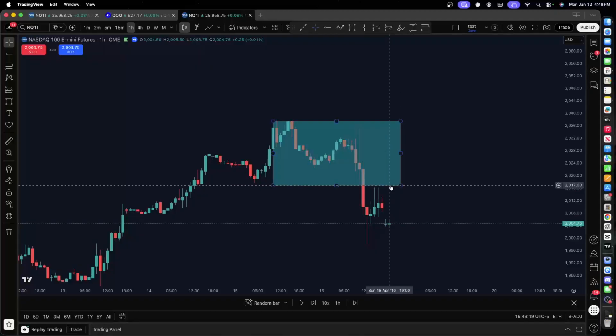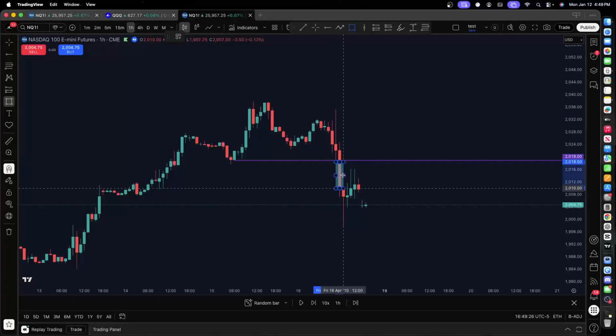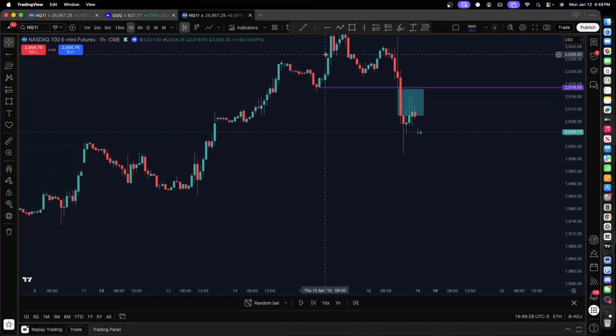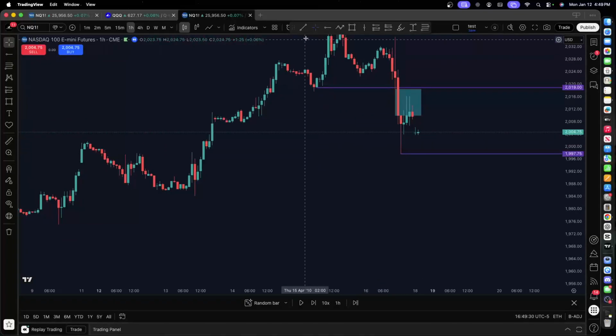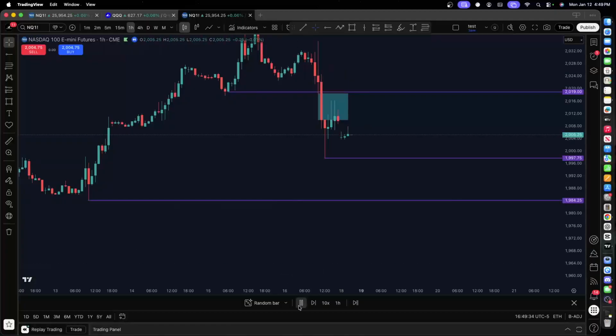Break structure to the downside. Clear as day. And look at the retracement that came after it. Change of character and break structure. That's both. Fair value gap. Bam. Your target: closing liquidity. Bam. And potentially bam. Now there's definitely some more in the lower time frames.